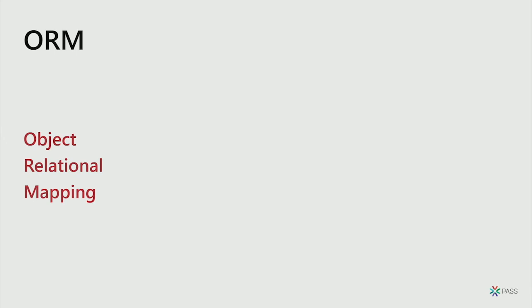ORM literally is an object relational mapper. So we're combining the objects that developers work with against the relational structures that are in the database, and we're mapping from one to the other. That's all it basically is.